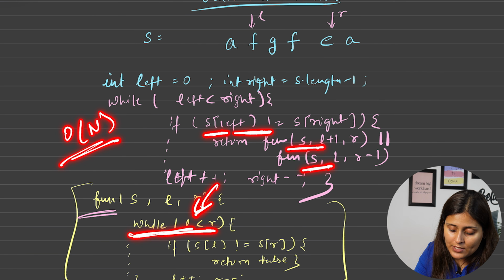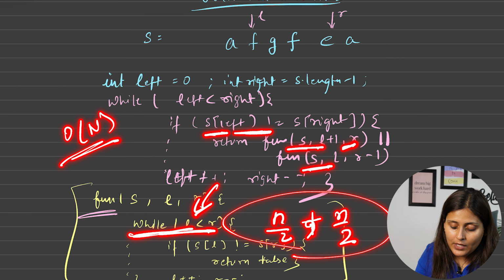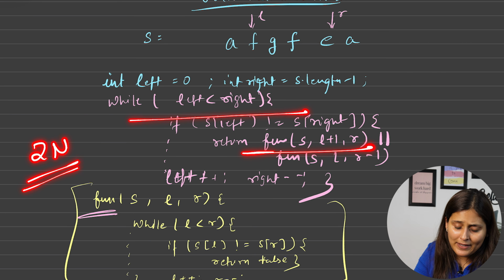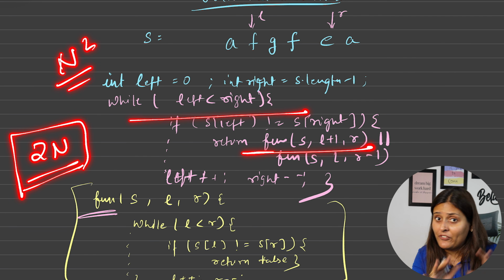So in here also it is taking n by 2 for the left side and n by 2 for the right side. So total O of n only, correct? So O of n plus O of n, which is O of 2n, and it is a far better approach compared to the n square which we have discussed earlier.